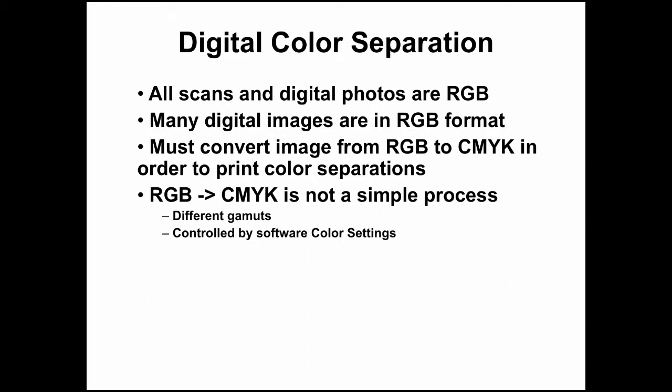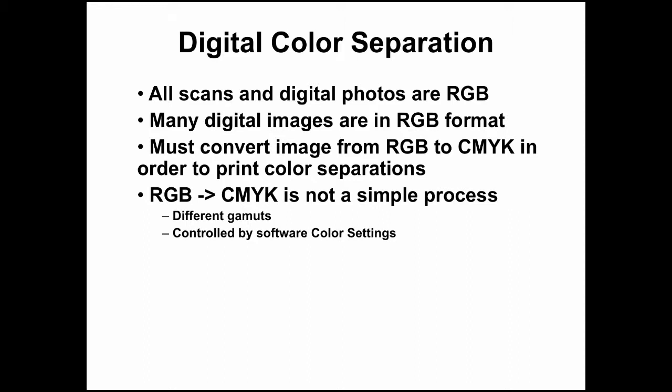You may be aware that in Photoshop, you can go up to the Image menu, go to a submenu called Mode, and if you have an RGB file, you can simply change the image mode from RGB to CMYK. The process seems very simple. However, in reality, this conversion from RGB to CMYK is not simple at all.